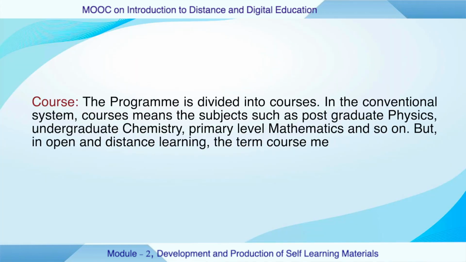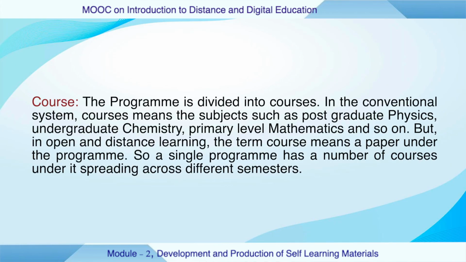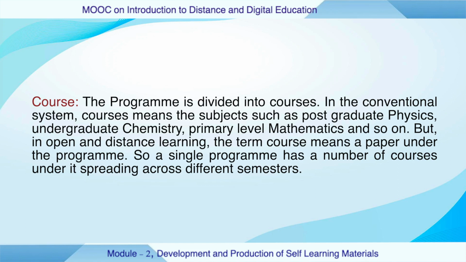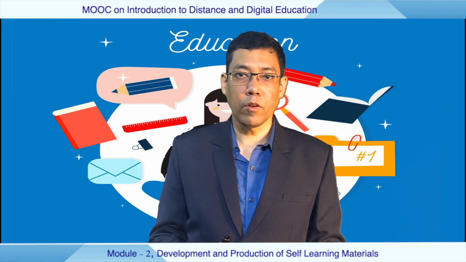The program is divided into courses. In the conventional system, courses means the subjects such as postgraduate physics, undergraduate chemistry, and so on. But in open and distance learning, the term course means a paper under the program. So a single program has a number of courses under it spreading across different semesters. Another important term is that of a unit.